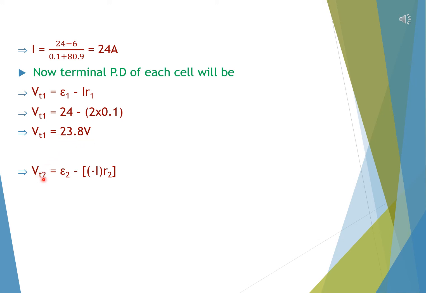Terminal potential difference in cell 2 is VT2 is equal to E2 minus I into r2. By putting the values of E2, I and r2, and after solving we get VT2 is equal to 7.8 volt. That is, terminal potential difference in cell 2 is equal to 7.8 volt.